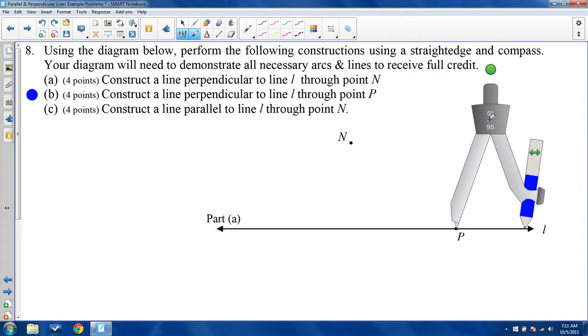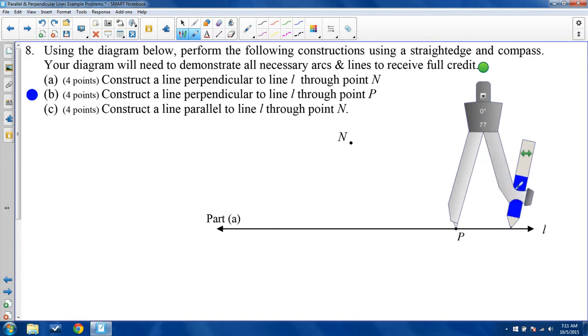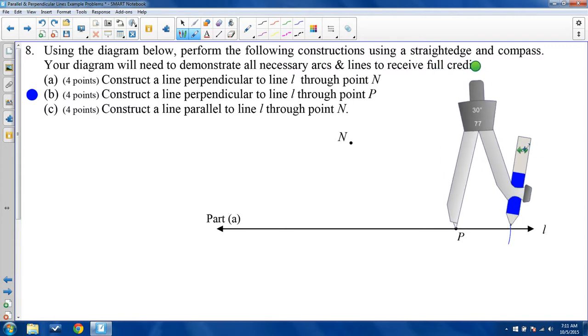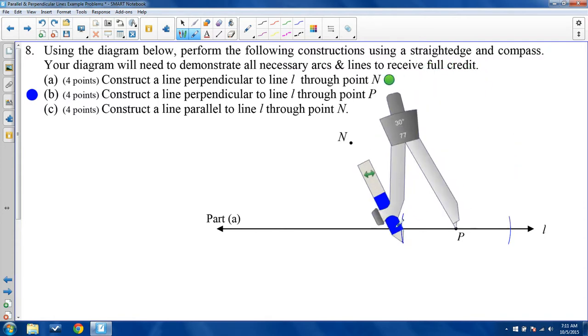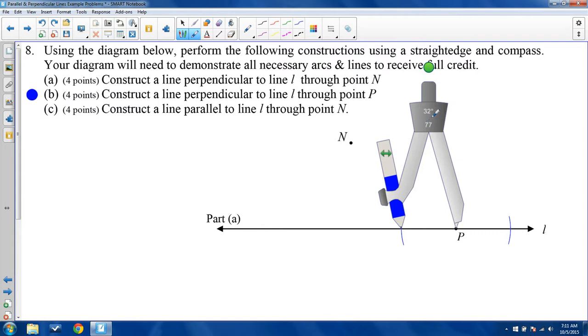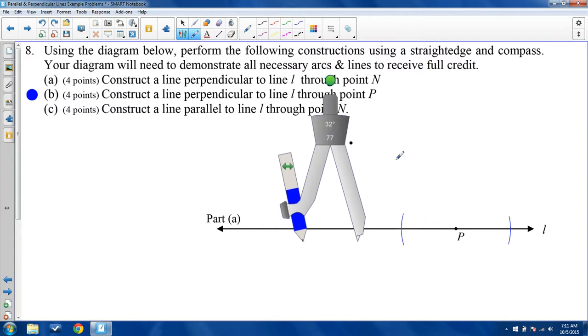To do that, I'm going to place my pivot on P, and I'm going to have some width, doesn't matter what it is, as long as it's on the line, get an arc on one side and on the other side. And when I do, I have now created 2 points that are equidistant to point P. So for me, that creates a segment with this as an endpoint and this as an endpoint.